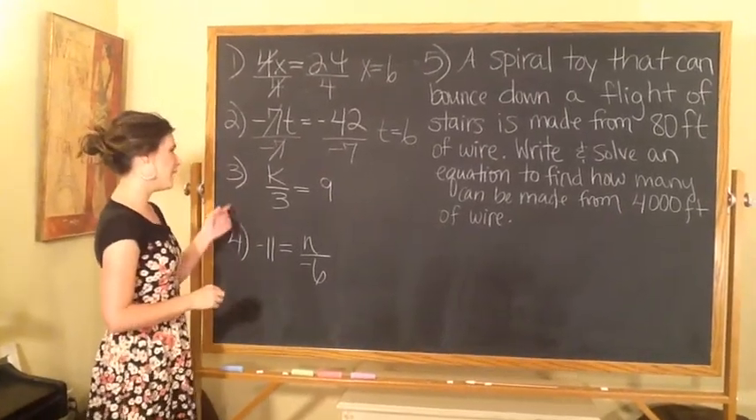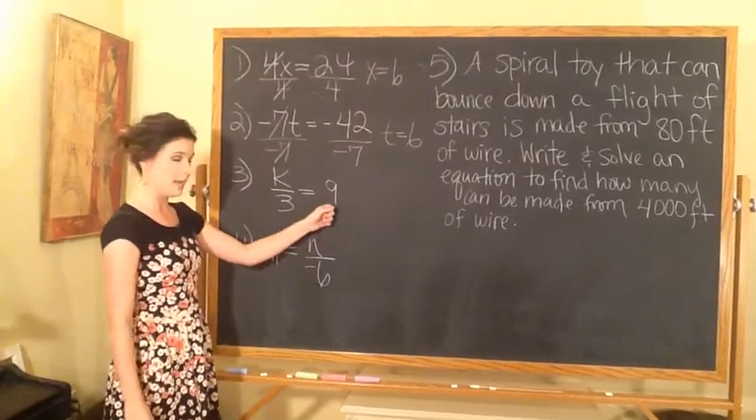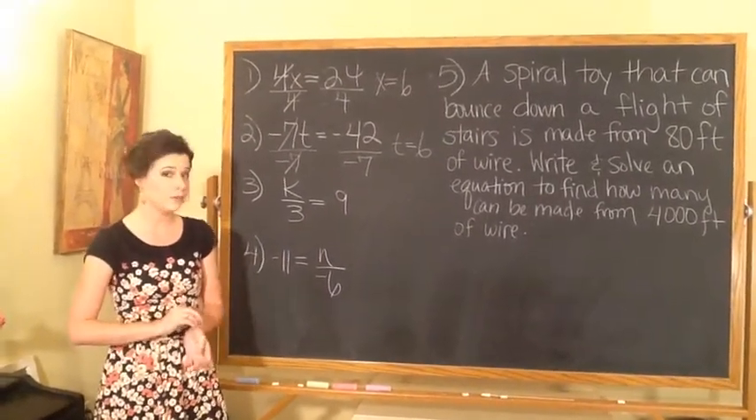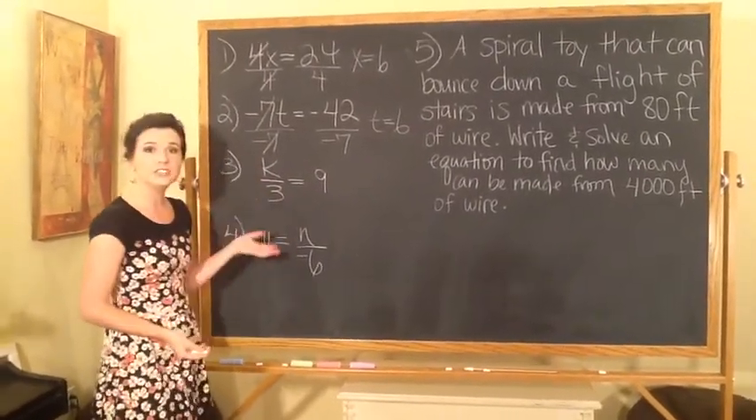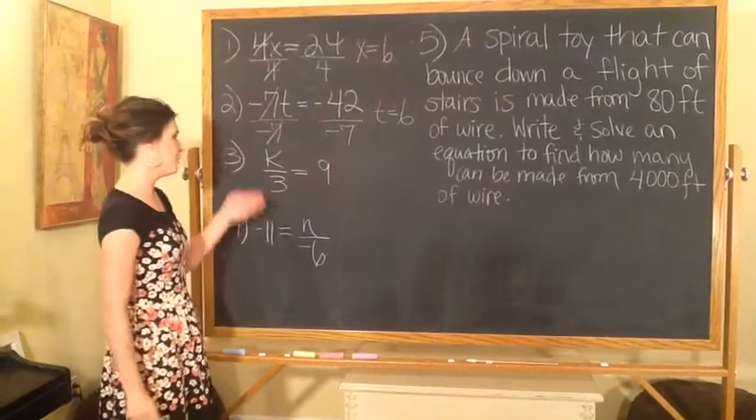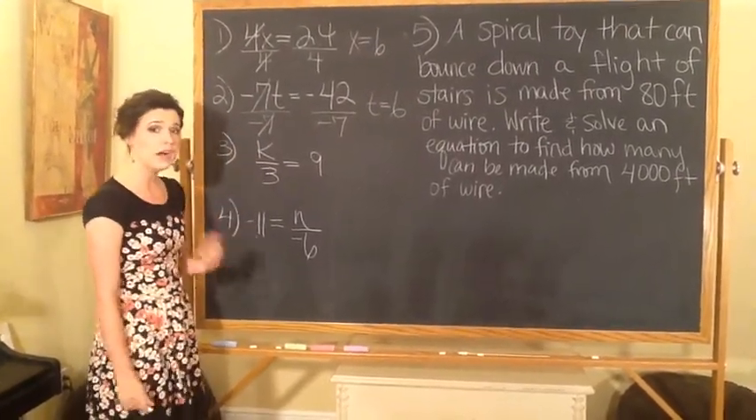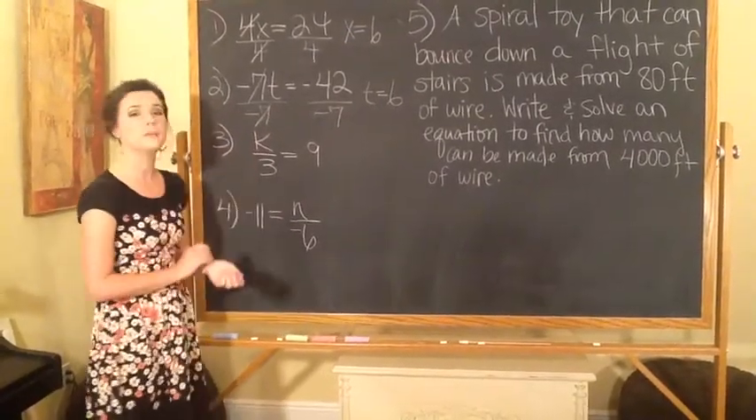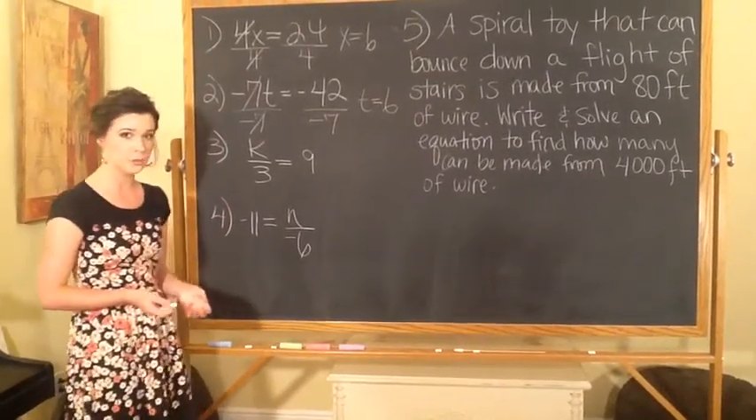Example number 3. It says k divided by 3 is equal to 9. So remember, division and multiplication, those can be written in many different forms. So in order to write divide, you can just put it over each other like a fraction. So you read this as k divided by 3. So if we're dividing and we want to get rid of the 3 so that we can just have k by itself, we're going to have to do the inverse operation, which is multiplication.